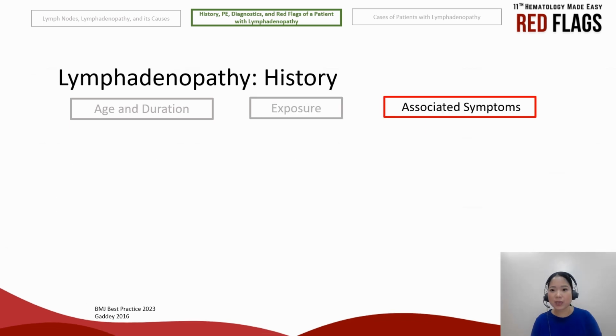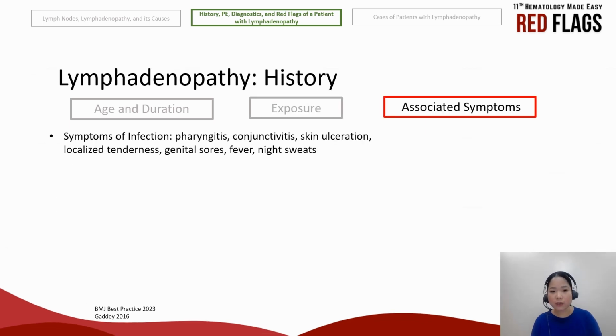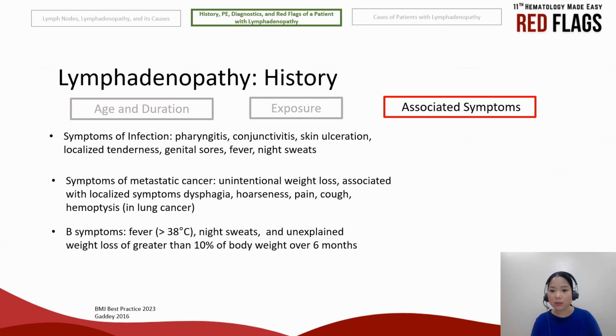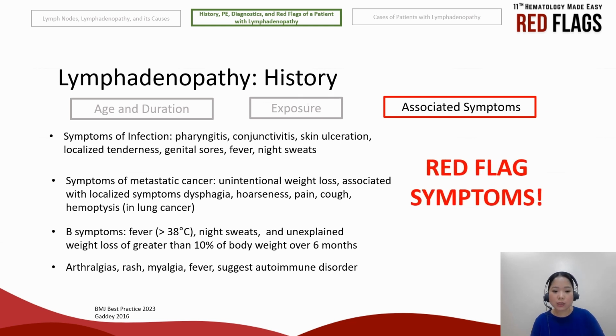The associated symptoms that should be asked during history are symptoms of infection, symptoms of metastatic cancer such as unintentional weight loss, or associated localized symptoms such as dysphagia, hoarseness, pain, cough, or hemoptysis as in lung cancer. B symptoms, especially in hematologic malignancies, such as fever, night sweats, and unexplained weight loss, and arthralgias, rashes, myalgias, and fever suggest an autoimmune disorder. These are actually considered red flag symptoms, and they should be immediately referred for subspecialty consult.